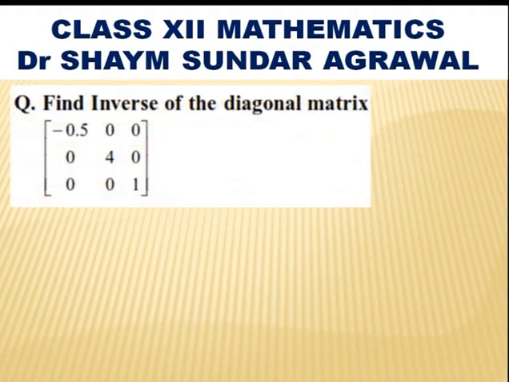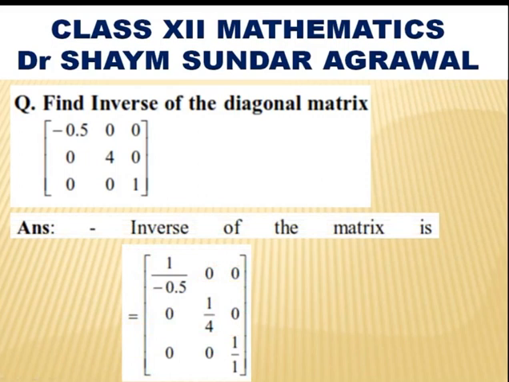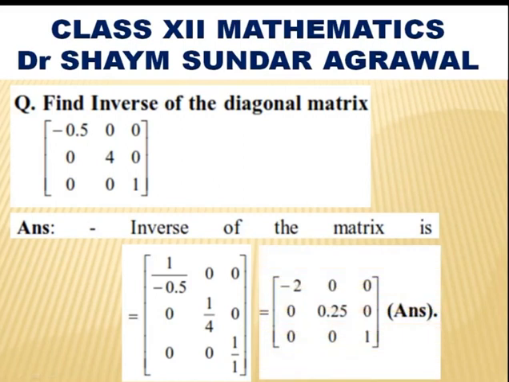So what is the inverse of the diagonal matrix minus 0.5 0 0, 0 4 0, 0 0 1? This is a diagonal matrix with diagonal elements minus 0.5, 4 and 1. So the inverse of this is the matrix with the diagonal elements replaced by their multiplicative inverse, that is 1 by minus 0.5, 0, 0, 0, 1 by 4, 0, 0, 0, 1 by 1, that is minus 2 0 0, 0 0.25 0, 0 0 1. So the inverse of this diagonal matrix is like this. So it's a very simple one.